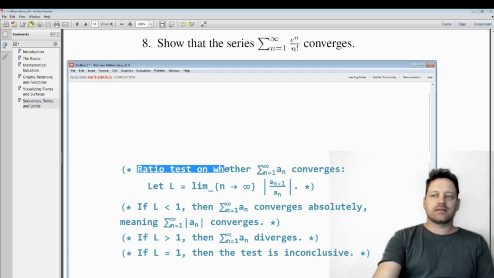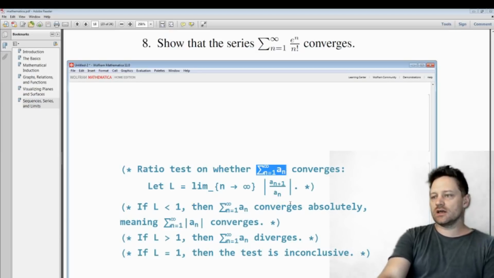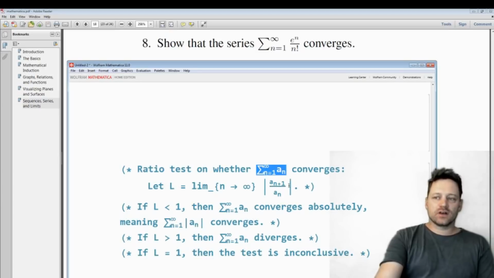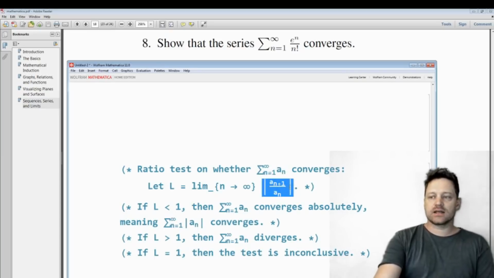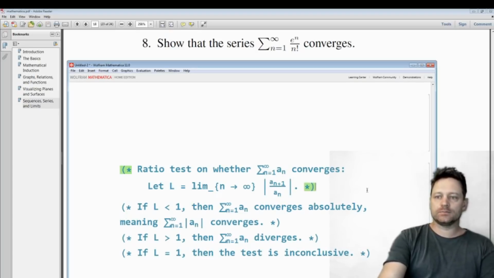It's a test on whether or not the series, the sum of the a_n as n goes from 1 to infinity, converges or diverges. So what we do is we take the limit of the absolute value of the (n+1)th term divided by the nth term as n goes to infinity. That is, we consider this when n takes on very large values, in fact infinite values. We'll denote this by an uppercase L.